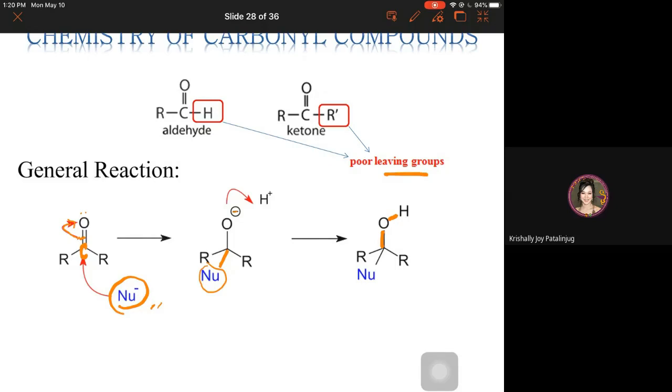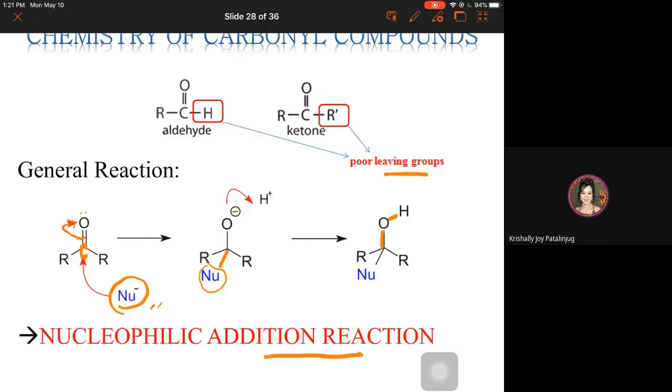And it is not substitution here. What happens here is an addition reaction. Whenever there is breaking of the pi bond to form a new bond for the incoming nucleophile, that is an addition reaction. Okay, it is not substitution at all, because we are not replacing here. We are adding. We are forming a new bond here. So this is an addition reaction. This is the general reaction for aldehydes and ketones, nucleophilic addition reaction.